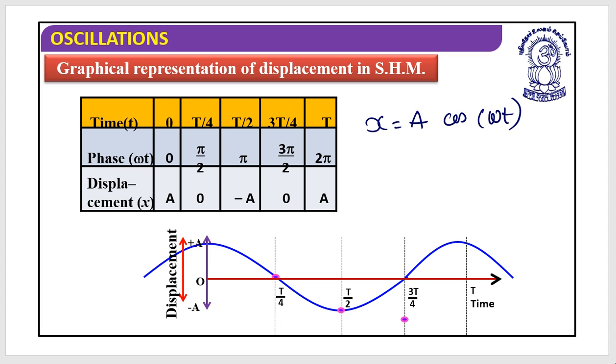As we have understood in the previous case as well, this is basically the graph of the cos. At t equals 0 you start your motion from the extreme position. So at t equals 0, displacement is a. At t equals T by 4, displacement is 0. At t equals T by 2, displacement is minus a. At t equals 3T by 4, it is at 0. And at t equals T, it is at a. I hope this is clear.